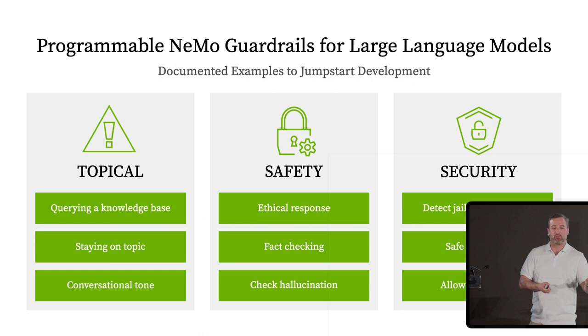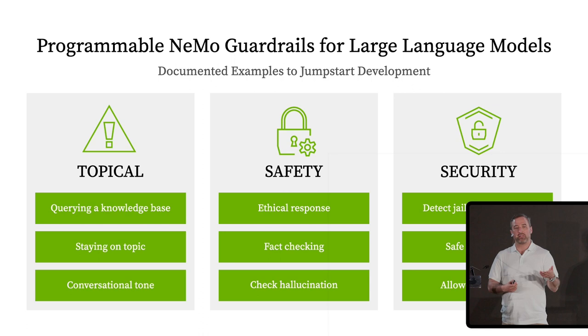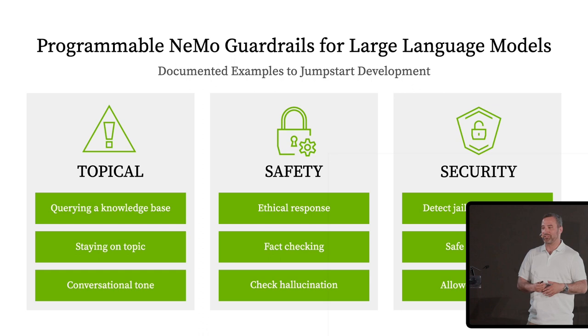Topical guardrails, there's examples of querying a knowledge base, like I showed you here, staying on topic. You can use these canonical forms to set a conversational tone, notice that someone told a joke or someone said something in a sarcastic manner. Safety guardrails, so there's examples of ethical response, fact-checking guardrails, hallucination detection.